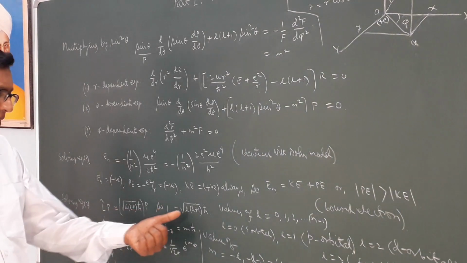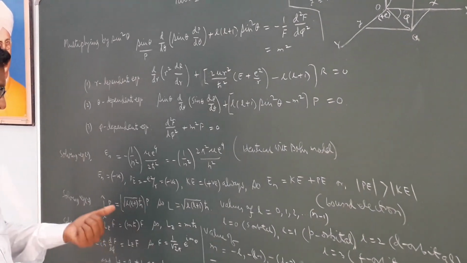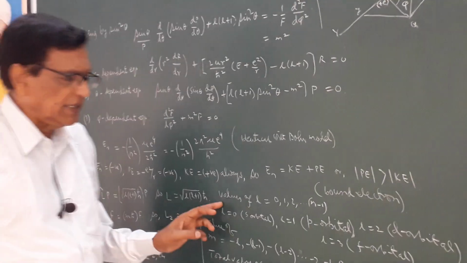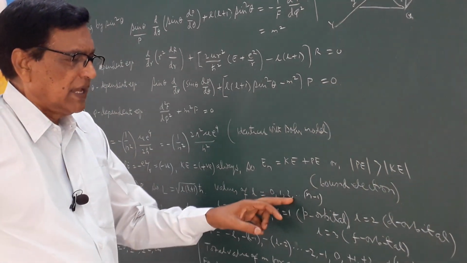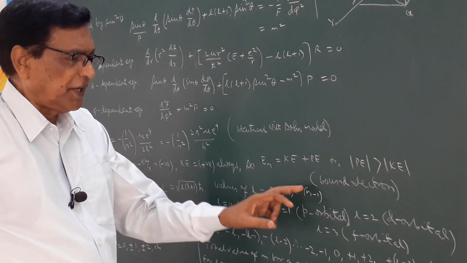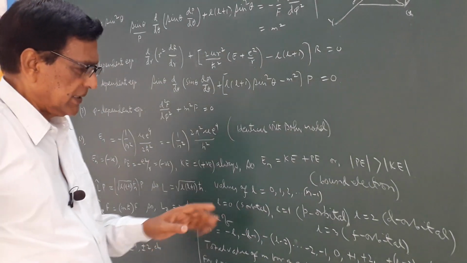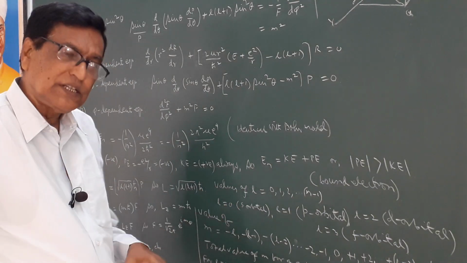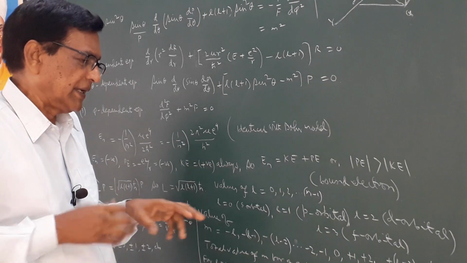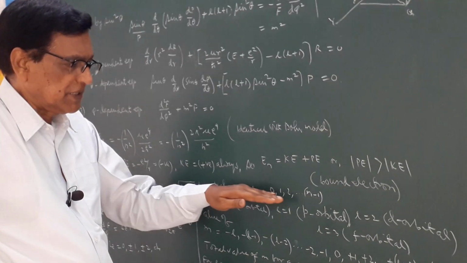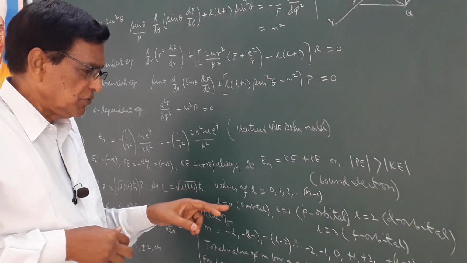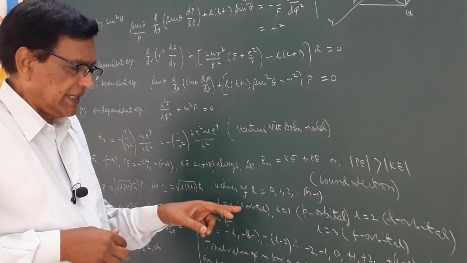So this l determines the magnitude of this angular momentum. The values of l equal to 0, 1, 2, 3 up to n minus 1, which means l depends on the value of n. Sometimes l actually determines the orbital, and it is sometimes written in terms of these letters. So l equal to 0 is written as s orbital.